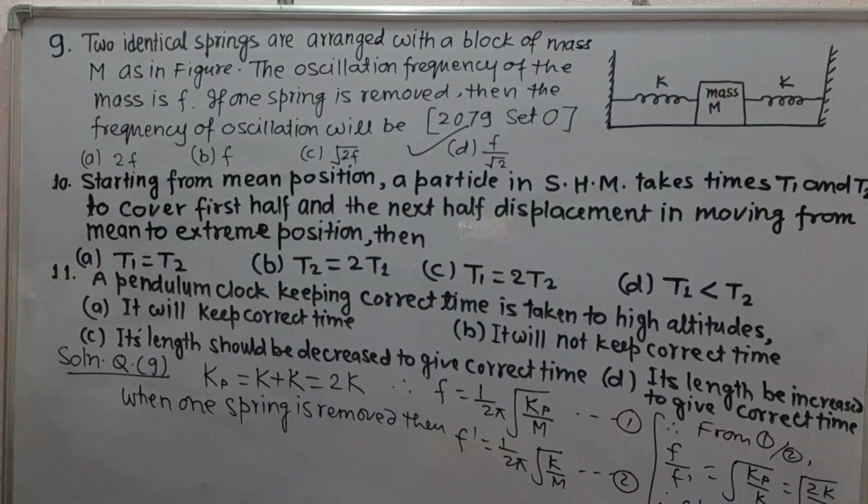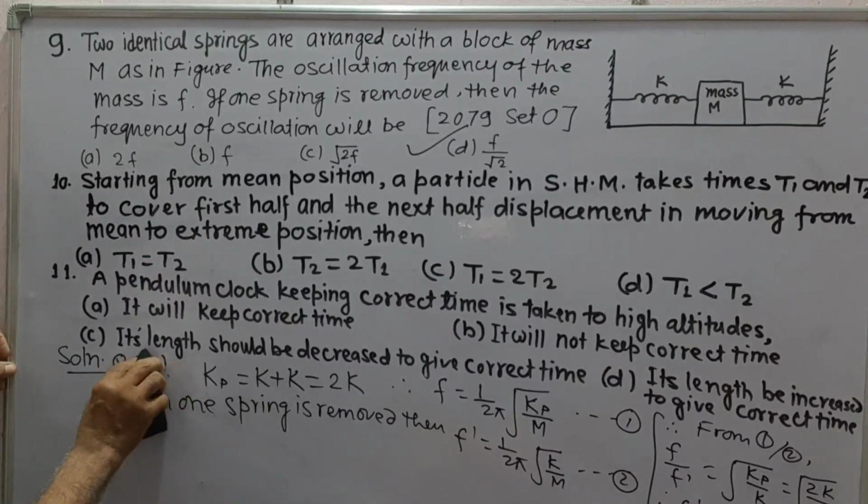Next, question number 10. The question is, starting from mean position, a particle in simple harmonic motion takes times t1 and t2 to cover first half and next half displacement in moving from mean position to extreme position. Then these are the options.